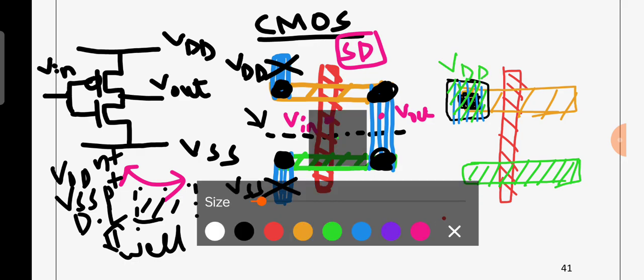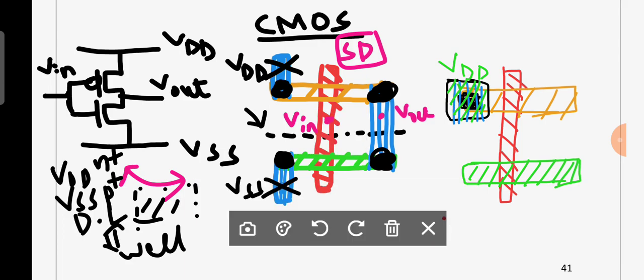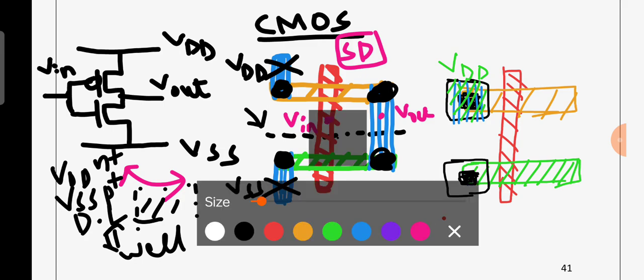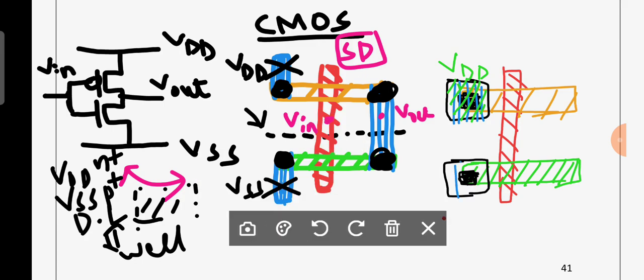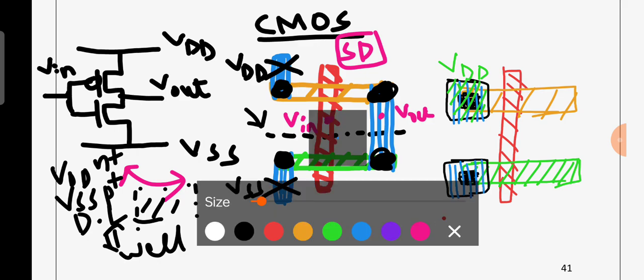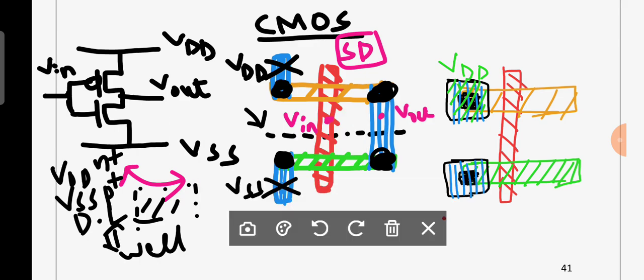And similarly here also you have to take a contact area, and you have to give, yeah, absolutely, what is this? Contact cut. Then after that you have to take metal. After that which diffusion you have to take? Absolutely, P diffusion you have to take. I hope you are clear.